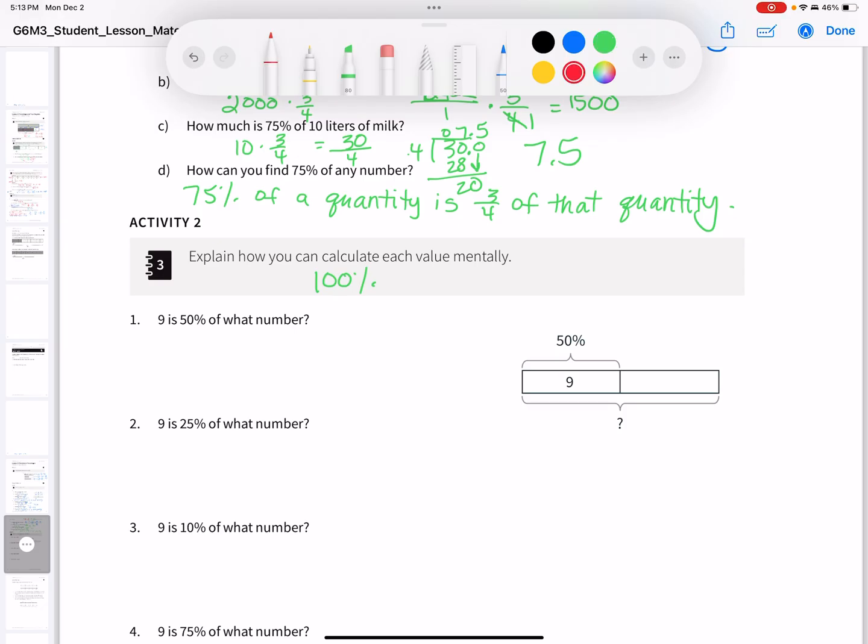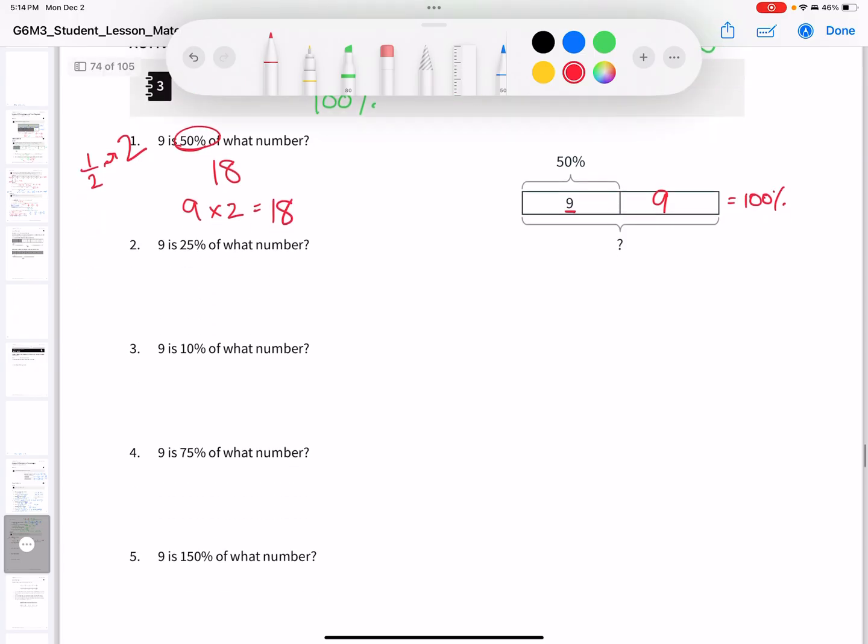So 9 is 50%. So here it is. 9 is 50. I need another 9 to equal 100%. So 9 is 50% of what number? 9 is half of 9 times 2, which is 18. So 9 is half of 18 because 9 times 2, that's like saying 50% is half. So what's the reciprocal of half? Well, 2. So I can say 9 times 2 is what? 18.